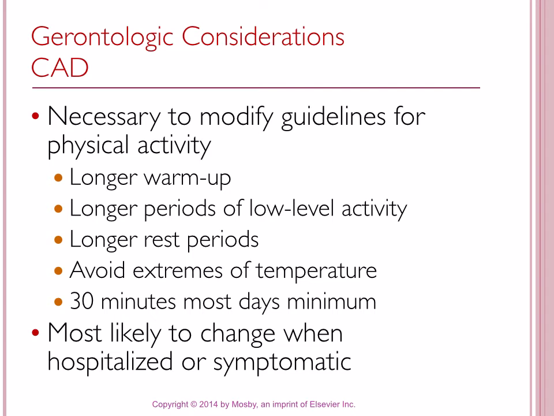Now we need to educate these patients. It is necessary to modify guidelines for physical activities. They will have longer warm-ups, longer periods of low-level activity, and longer rest periods. We will tell them they should avoid extremes of temperature. Heat intolerance in the older adult results from a decreased ability to sweat efficiently. Teach the patient to avoid physical activity in extremes of temperature and to maintain a moderate pace. The older adult should exercise a minimum of 30 minutes on most days of the week, as capable. They should adopt a healthy lifestyle, which can increase the quality of life and reduce the risk of CAD and other fatal cardiac events.